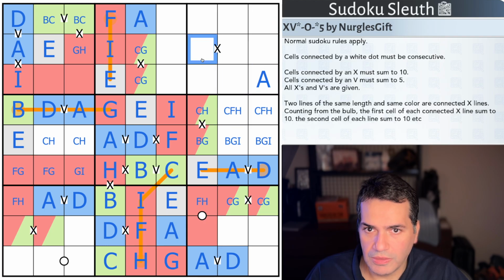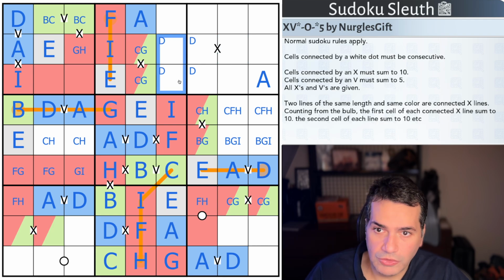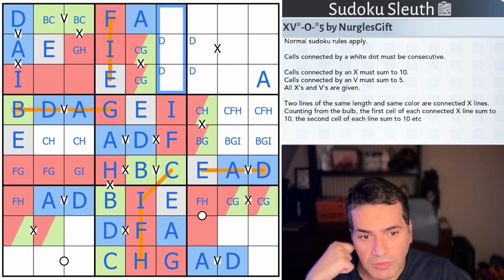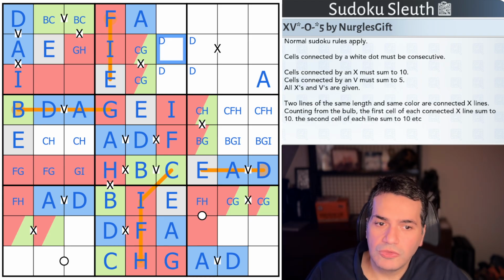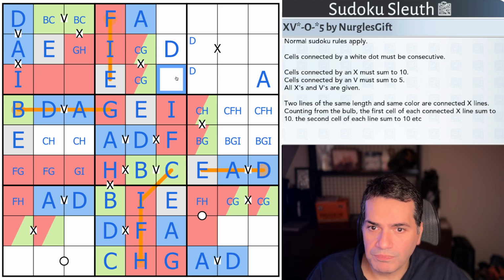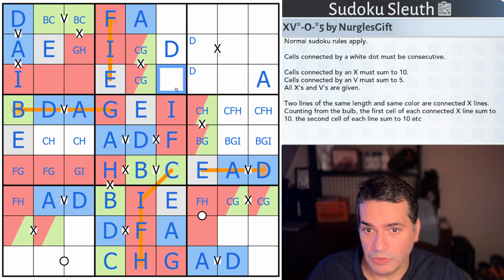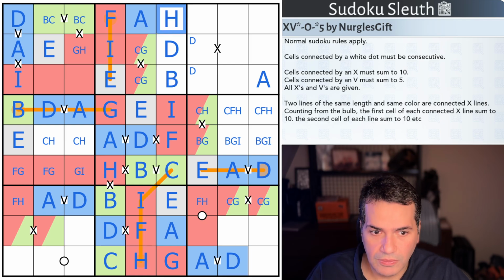No D's there. D is in one of these two cells. D and F actually works. One of these two cells is a D. Can pencil mark all of these. This is B. Looks like B and H. So the D has to be in the middle to separate them. And then B and H. Well, this is not the B. That's the B. That's the H.